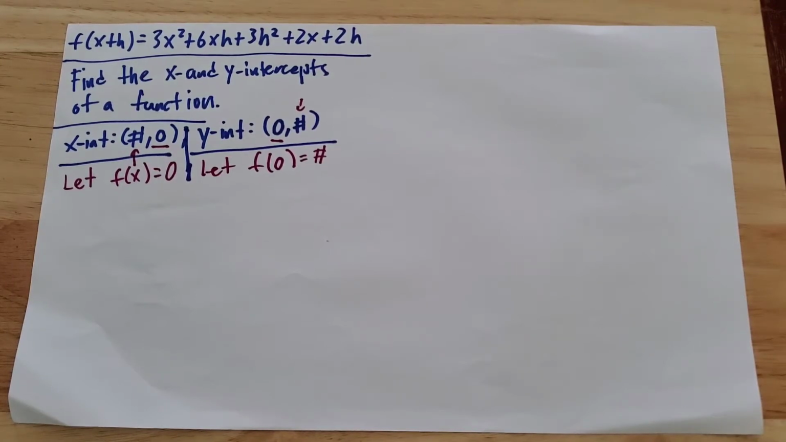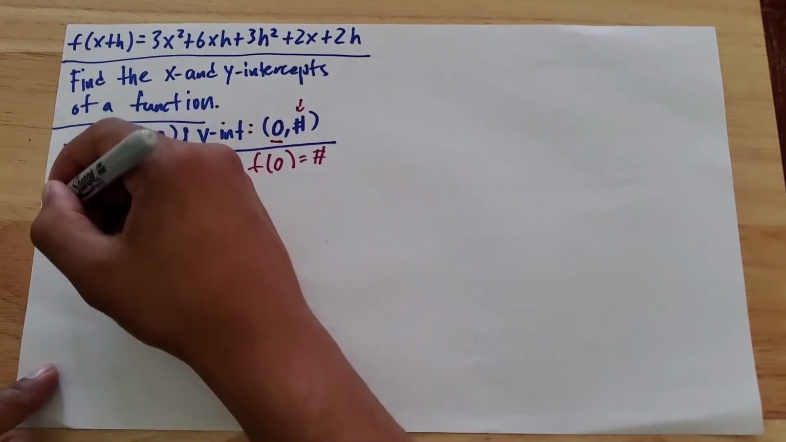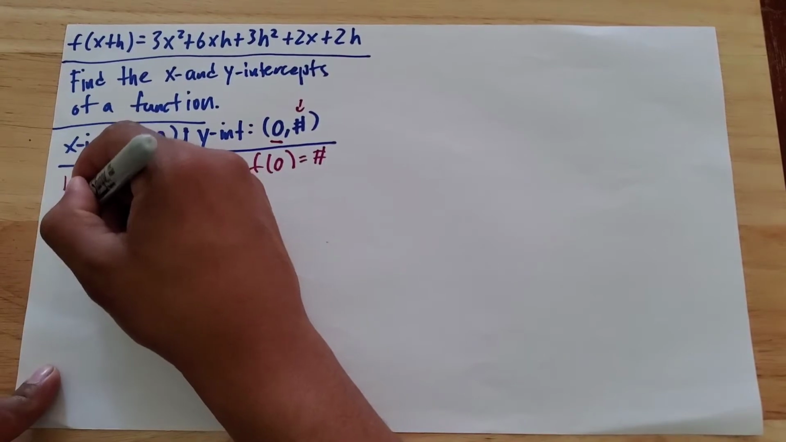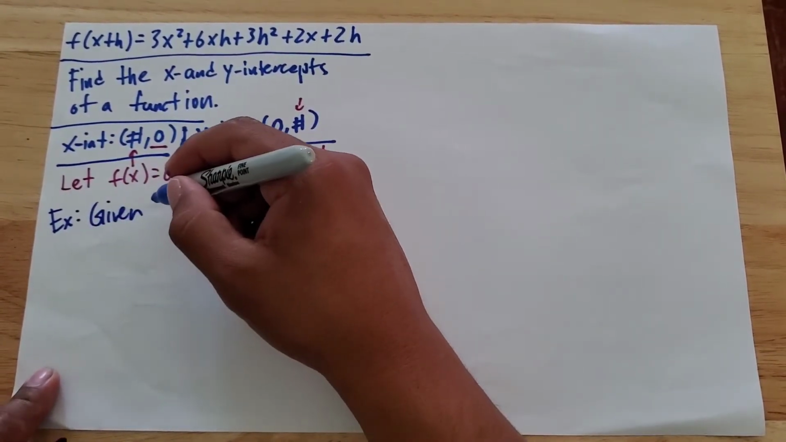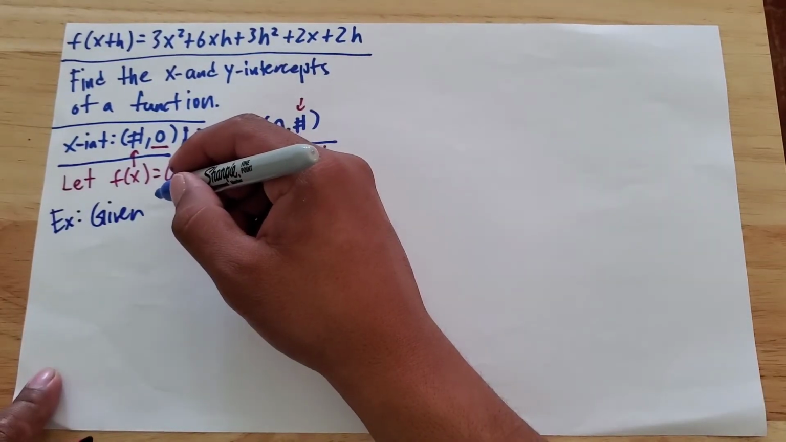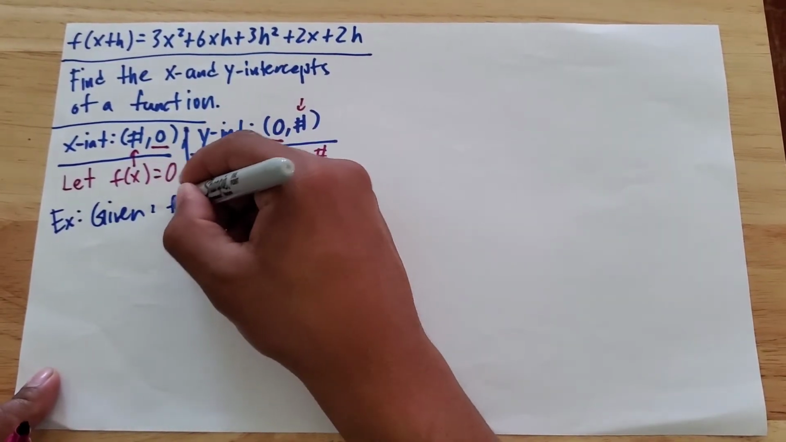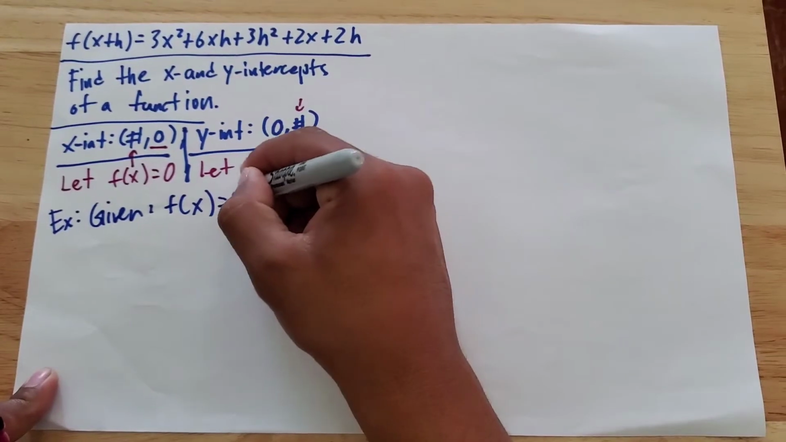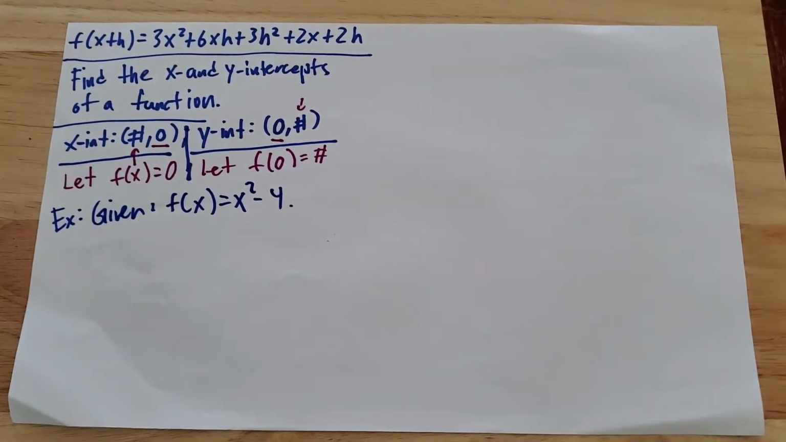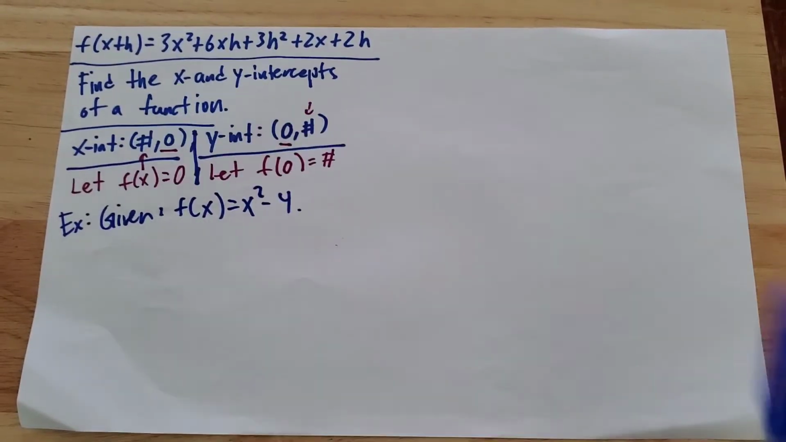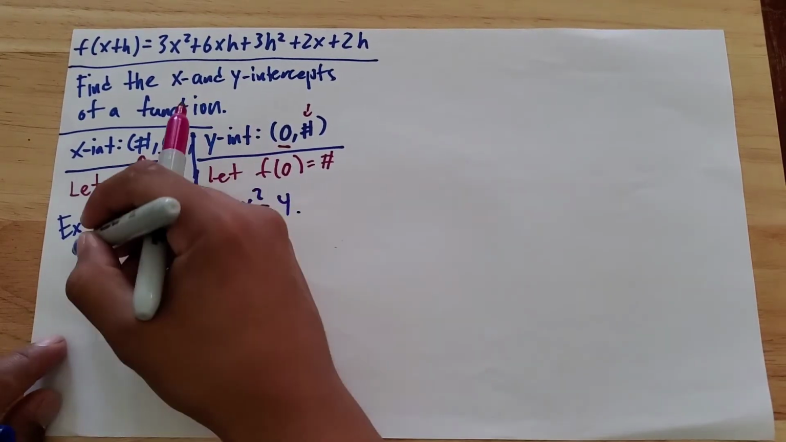So let's do an example of that. Let's actually try to find our intercepts with a given function. Let's look at f of x equal to x squared minus 4. And don't forget, the intercepts are not just numbers. They are points, so you have to be able to write those points. One that's not too bad to find is the y-intercept.